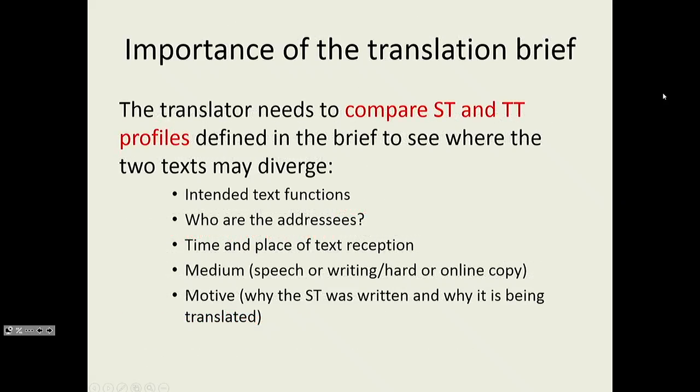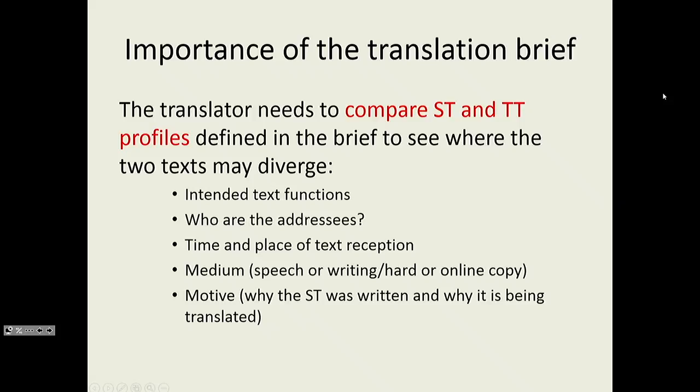Now, the importance of the translation brief before you do a source text analysis is that the translator needs to be able to compare what Nord calls the source text and target text profiles to see where the two texts might diverge. So what are the intended text functions? Who are the addressees? Time and place of text reception, as we noted when we looked at the Mein Kampf example. The time and the place of the text reception can be very, very important in being aware of the actual brief. The medium, we often see this when speeches are translated.